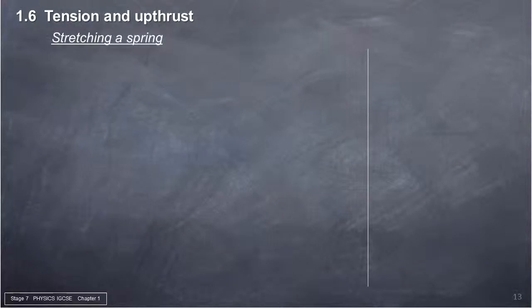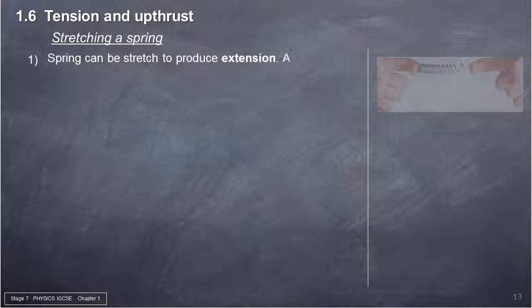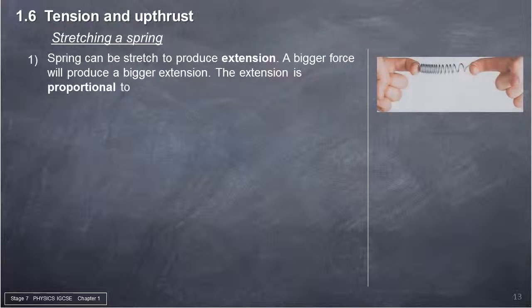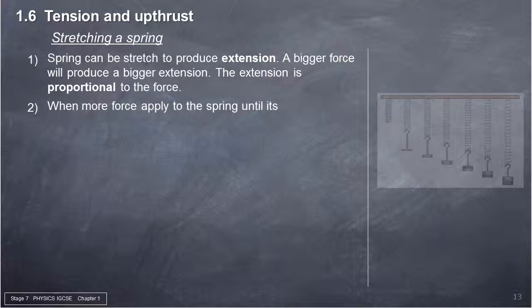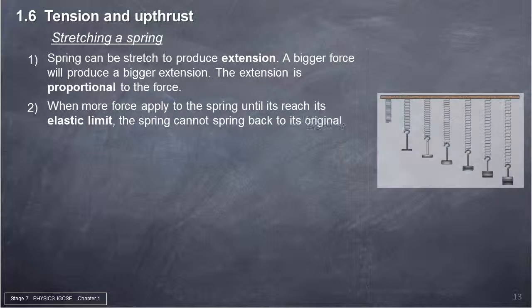Stretching a spring. 1. A spring can be stretched to produce extension. A bigger force will produce a bigger extension. The extension is proportional to the force. 2. When more force is applied to the spring until it reaches its elastic limit, the spring cannot spring back to its original length, and it is permanently extended.